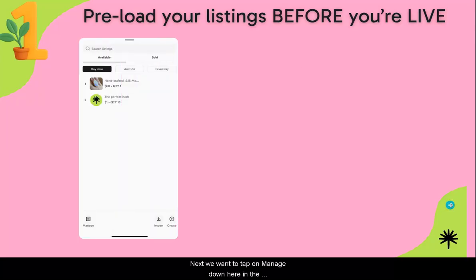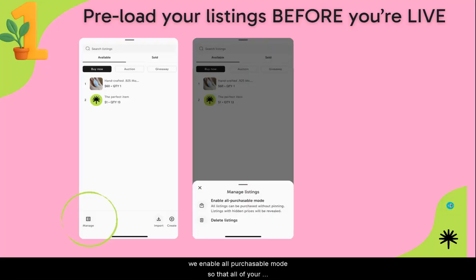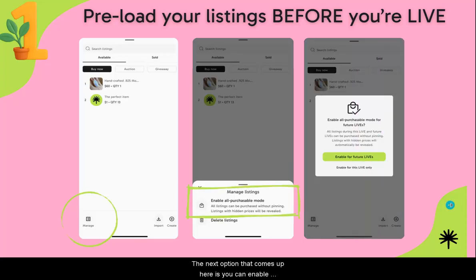Next, we want to tap on manage down here in the lower left hand corner, and we're going to make sure that we enable all purchasable mode so that all of your listings can be purchased directly from your shop in your live, even if they aren't pinned. The next option that comes up here is you can enable it for all future lives, which is a good thing to do.